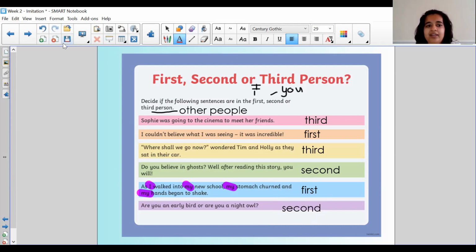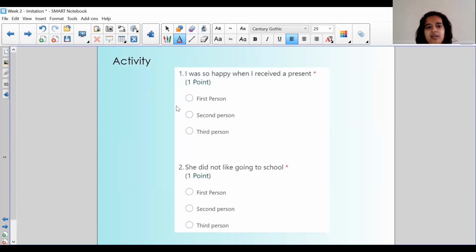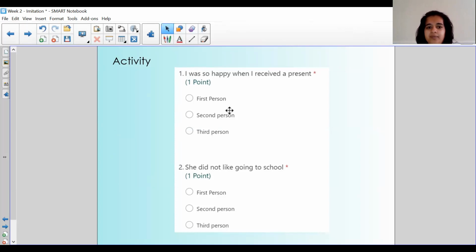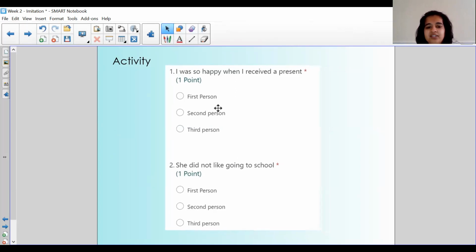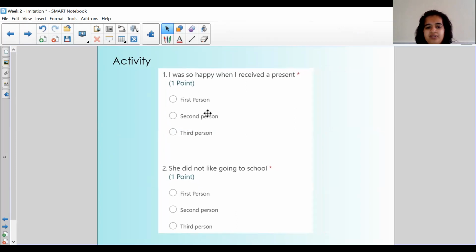Okay, so now that you have done that, you have hopefully been able to identify the personal pronouns. You've hopefully been able to identify first, second, and third point of view. And now you can either go on Teams to do your activity, or you can write it down on a piece of paper. Okay, so you will have about 6 questions. So number 1, you have to tell me, is it first, second, or third person? So either do this on Teams or do it on a piece of paper.